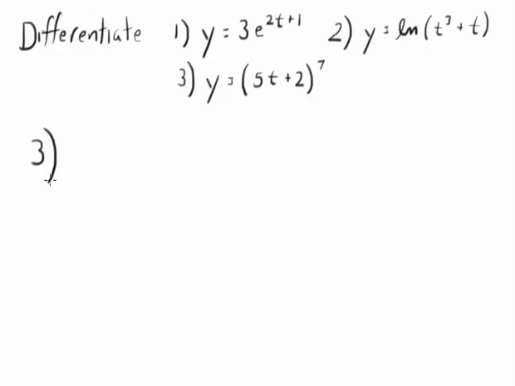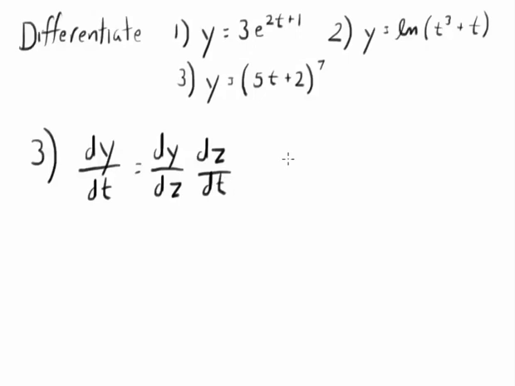So, for 3, again, we write down the chain rule. We need an inside function. That'll be z equals 5t plus 2. And that means that y will be z to the 7th power. So we're ready to differentiate. dy dz, we've got this. We use the power rule.